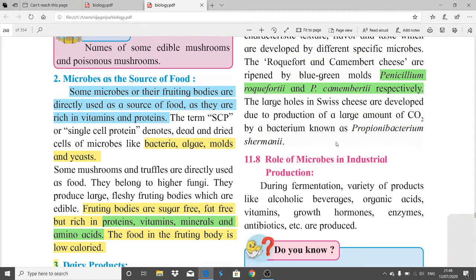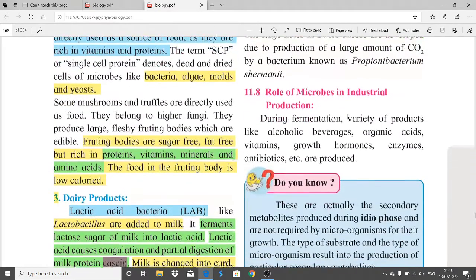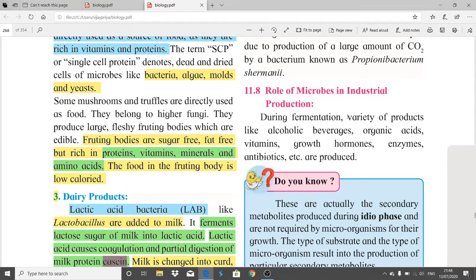This name you have to remember. If you are preparing for NEET examination, each and every detail is very important. Okay. So, role of microbes in industrial production.